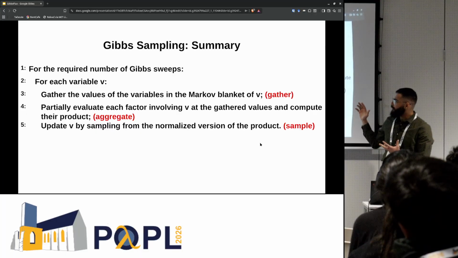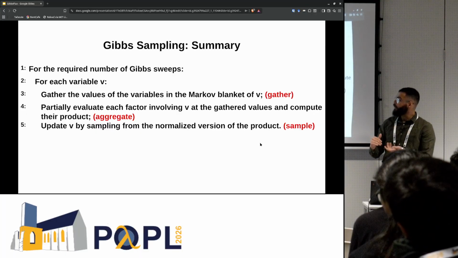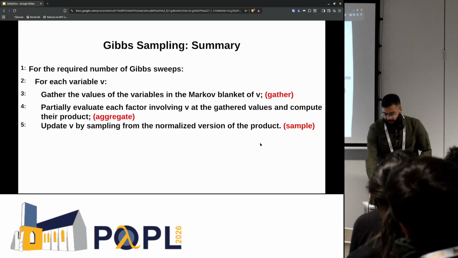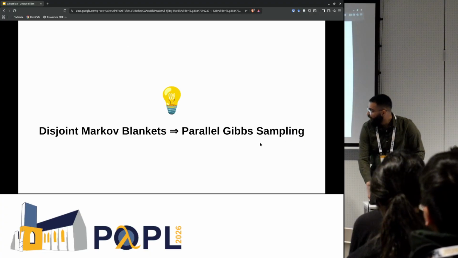OK, I'm going to refer to these 3 stages of the inner loop of Gibbs sampling as the gather stage, the aggregate stage, and the sample stage. And we're going to use this terminology.